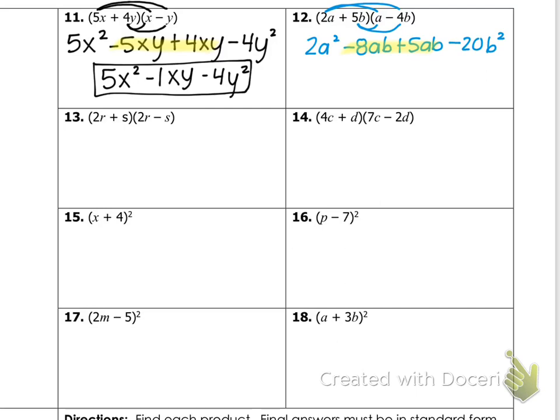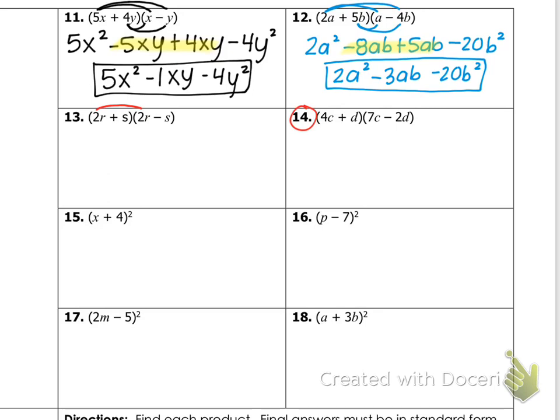Now we have two like terms in the middle, negative 8ab plus 5ab. We're going to bring down that 2a squared. We're going to collect those, which is negative 3ab and then minus 20b squared. That's in standard form because we have a squared, a to the first, and then no a's here.